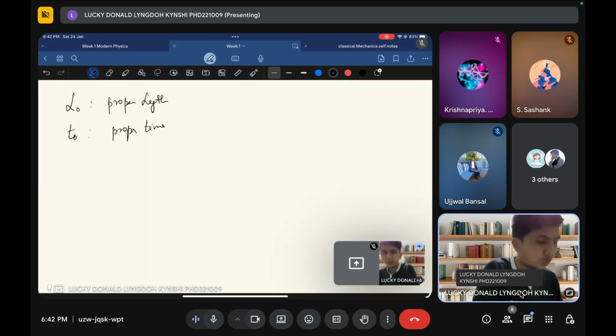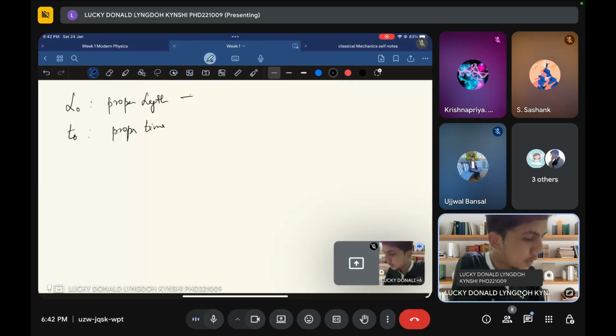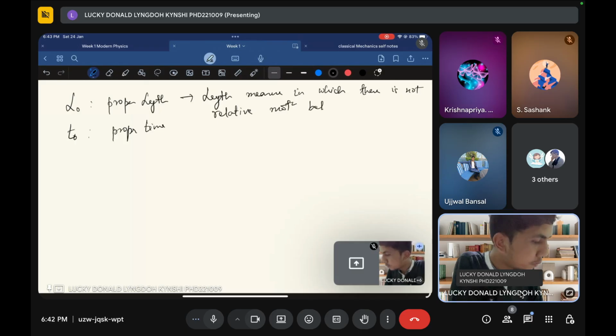Okay, so proper length is the length measured in which there is no relative motion between, let's say, a rod and the observer.